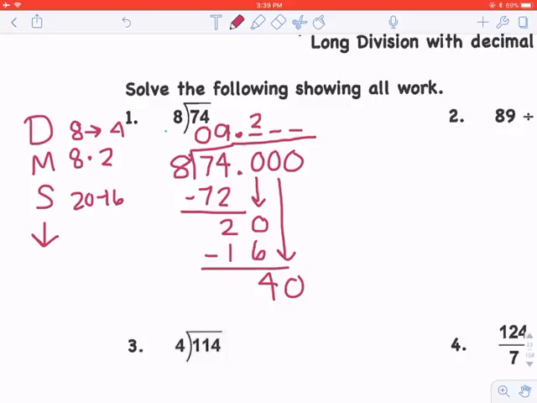8 goes into 40 exactly 5 times. 8 times 5 is 40. Subtract. Oops, not keeping track over here. 8 times 5, and then 40 minus 40. Subtract, you get 0. So it ended. We're done. We didn't have to use the third 0.